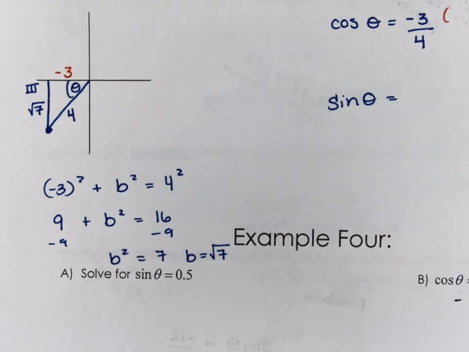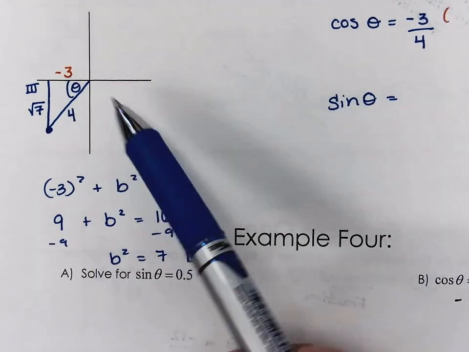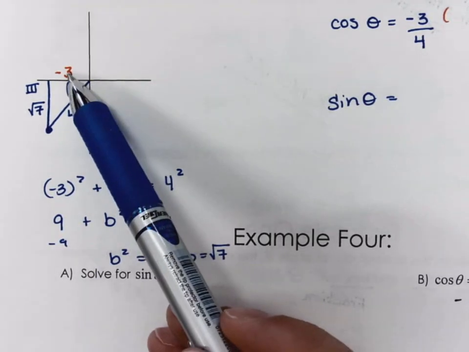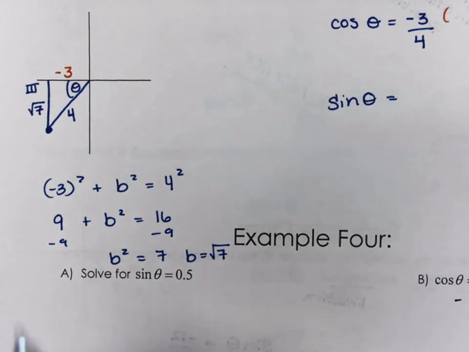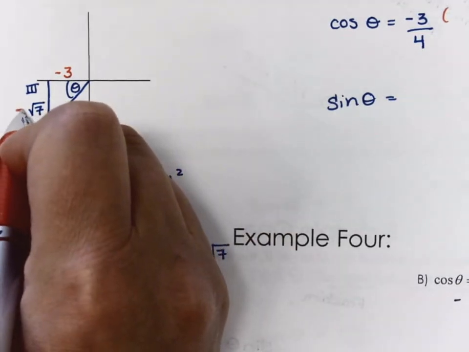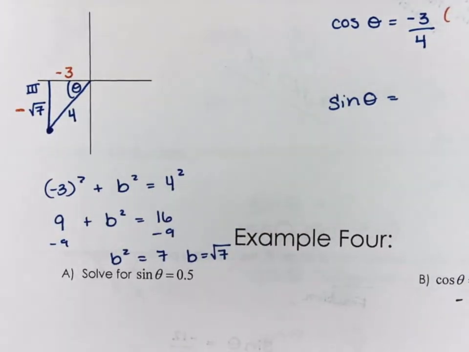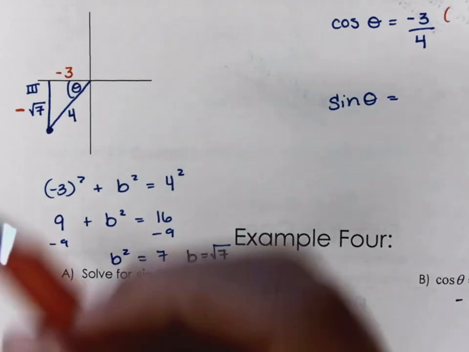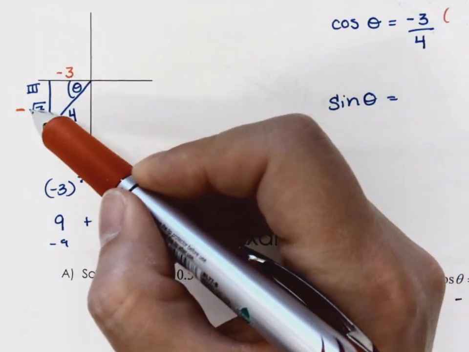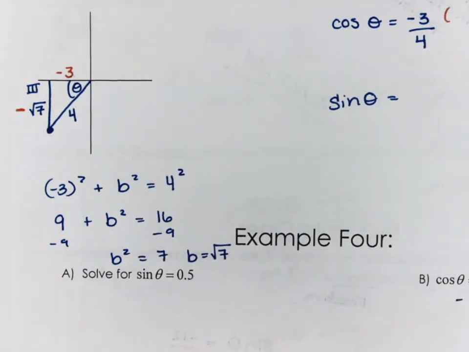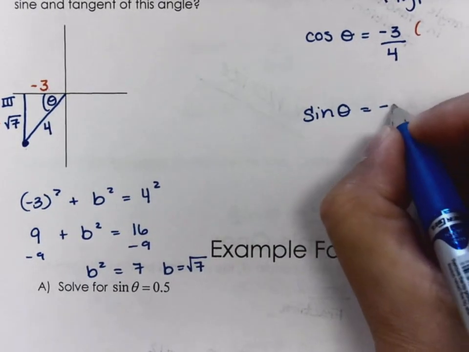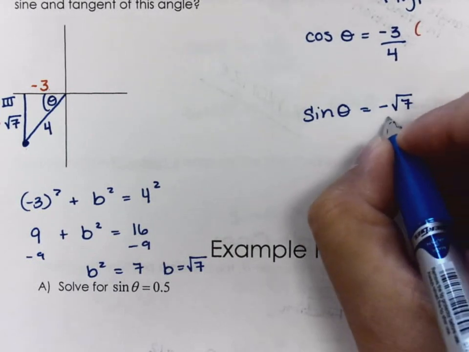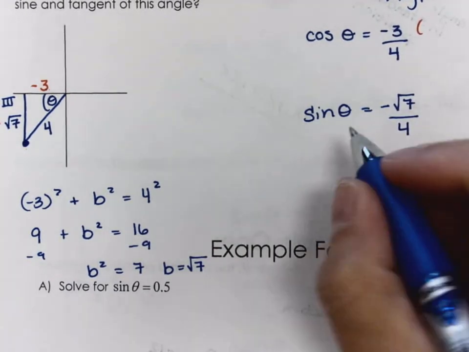But where am I on the coordinate plane? I'm in quadrant 3. So I know that both the x and the y are negative. So I have to be smarter than my math. And I have to make sure that that's represented by a -7. Because we're in quadrant 3, both the x and the y have to be negatives. So this is going to be -√7 over 4.